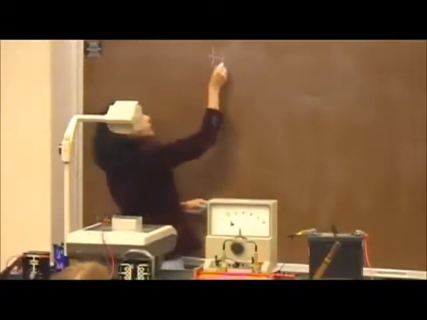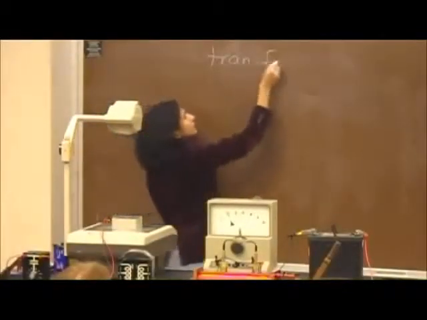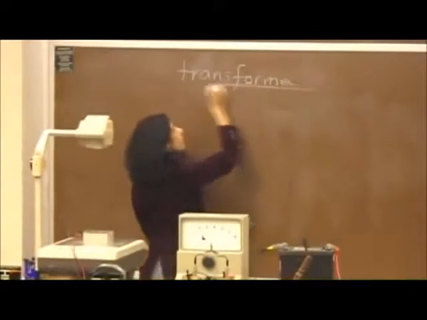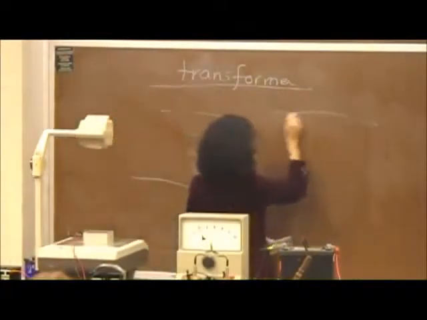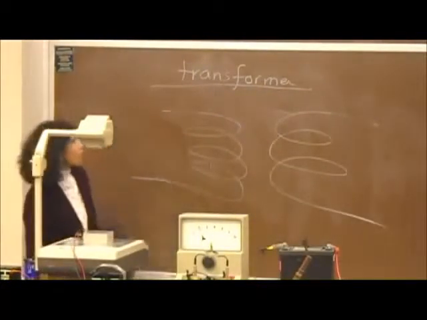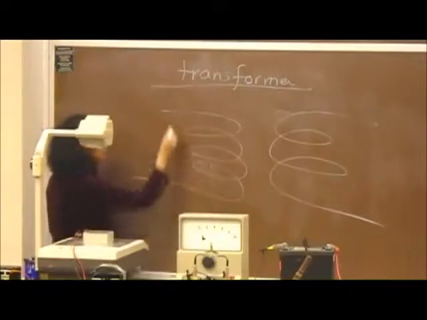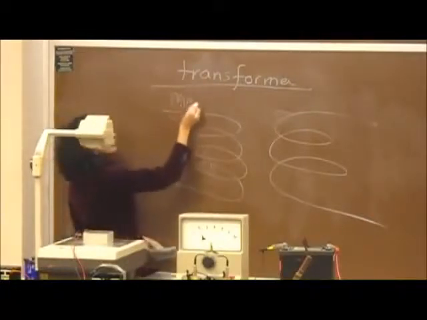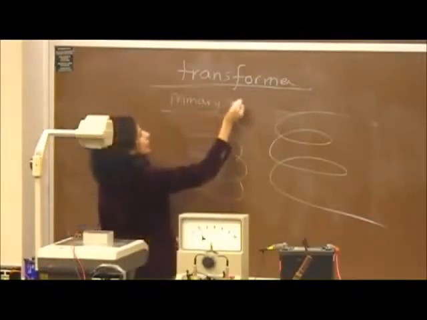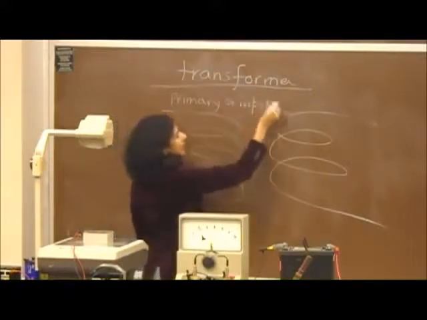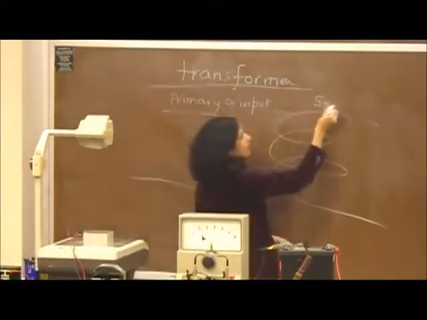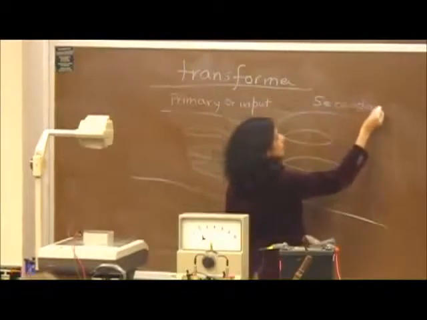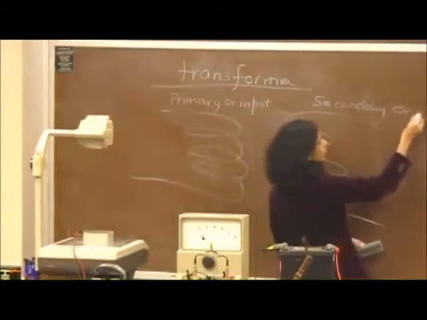So let me show you the construction of a transformer. Basically the transformer consists of two coils. One coil is called the primary coil or input coil, and the other coil here is called the secondary coil or the output coil.